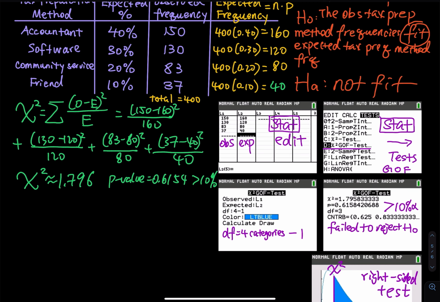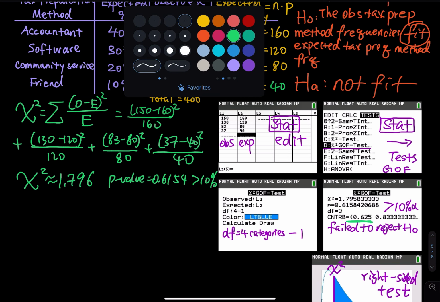And then do you see that there is a CNTRB? The CNTRB 0.625 is for the first fraction. 150 minus 160 is negative 10. You square that and divide by 160. The answer is 0.625. So you sum up all the fractions to get 1.796. Okay, all right, so we got the p-value that is greater than alpha. Then my conclusion is we fail to reject the null hypothesis, right?